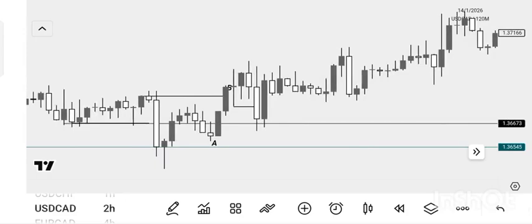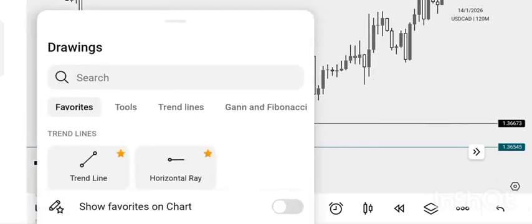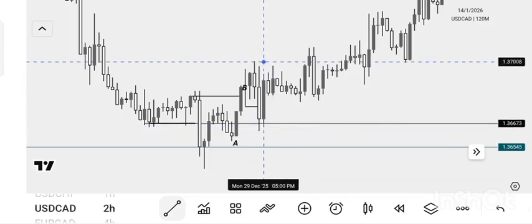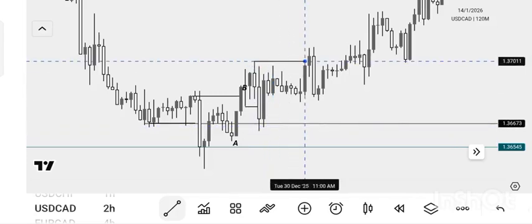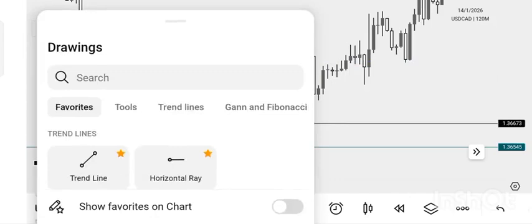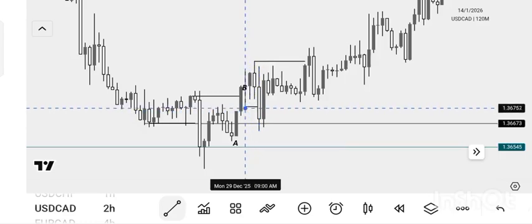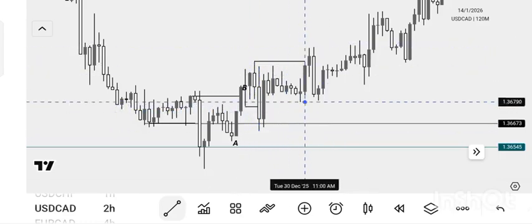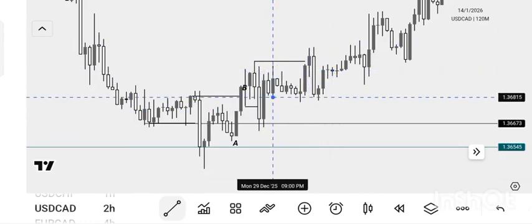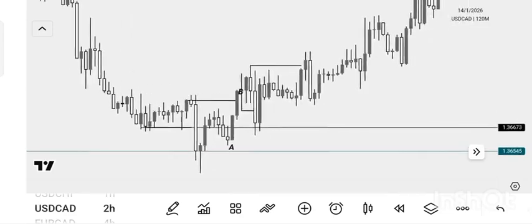Now, if this move breaks out from this particular point, this point now becomes our A again. This point now becomes our A because we are now building a new range from here, a sweep of liquidity and a breakout. It's a new range. Are you getting what I'm saying? It's a new range.